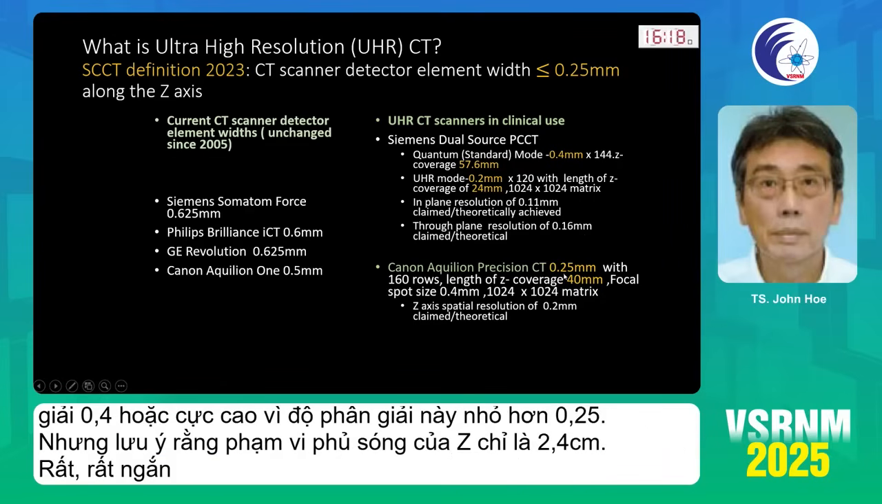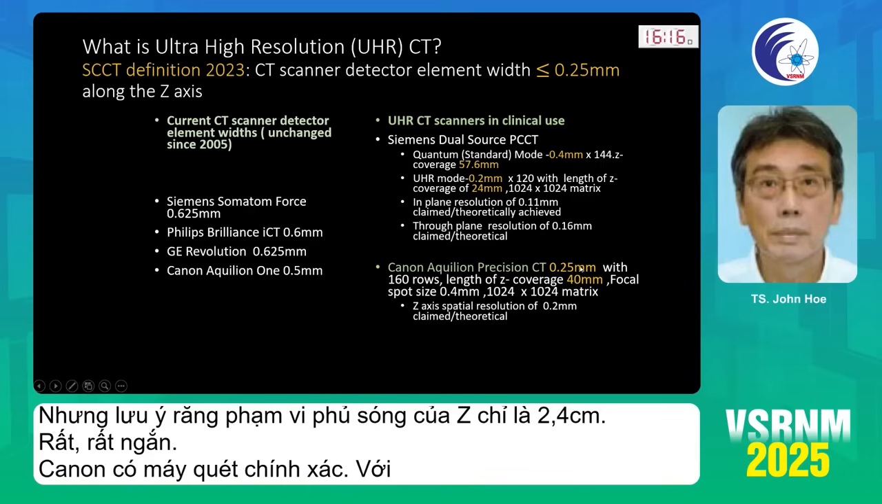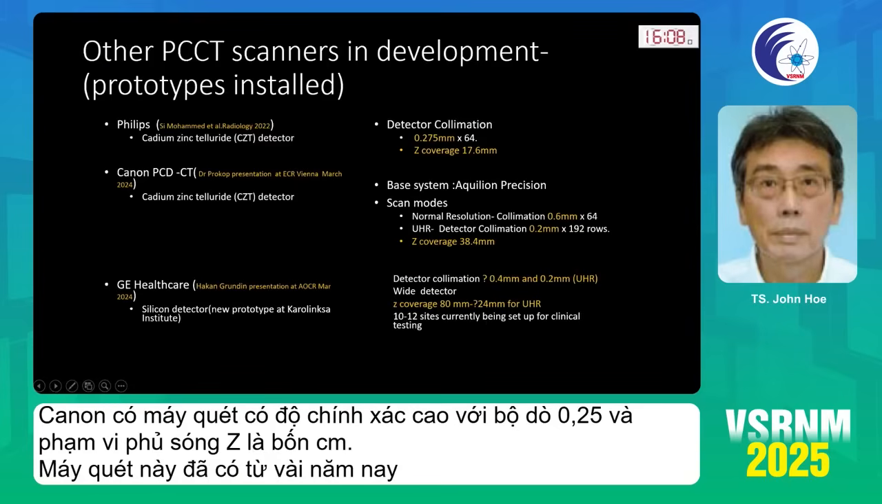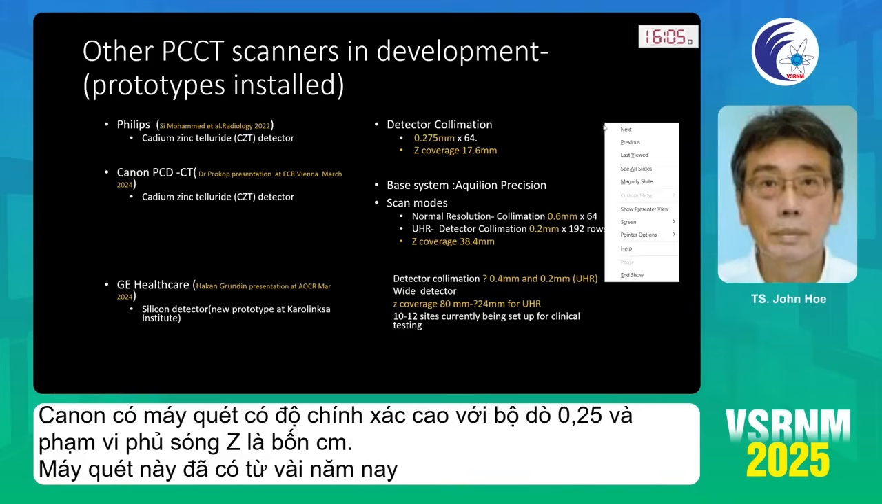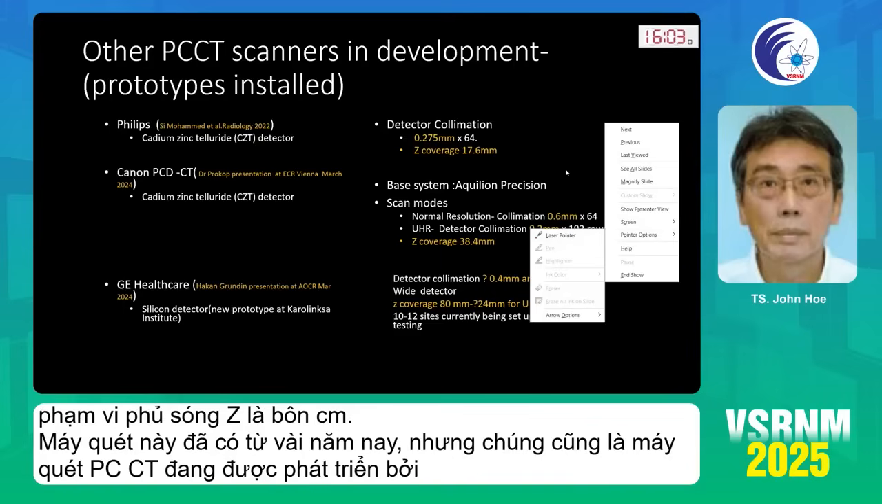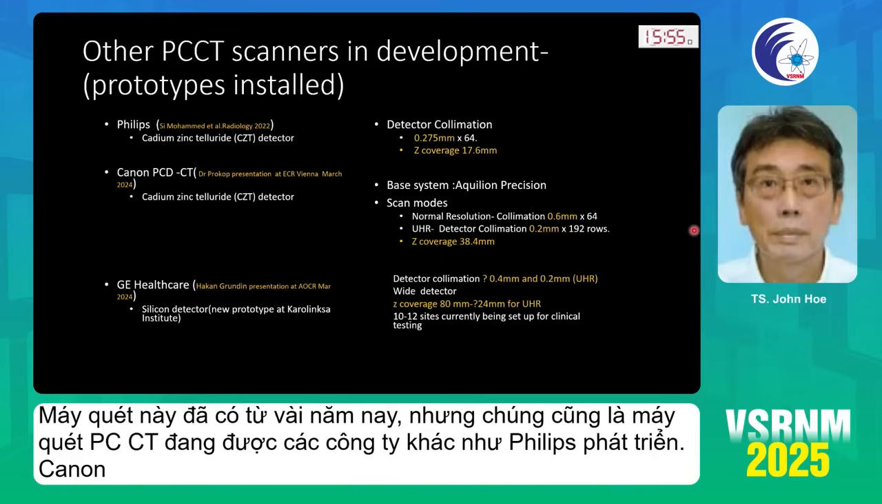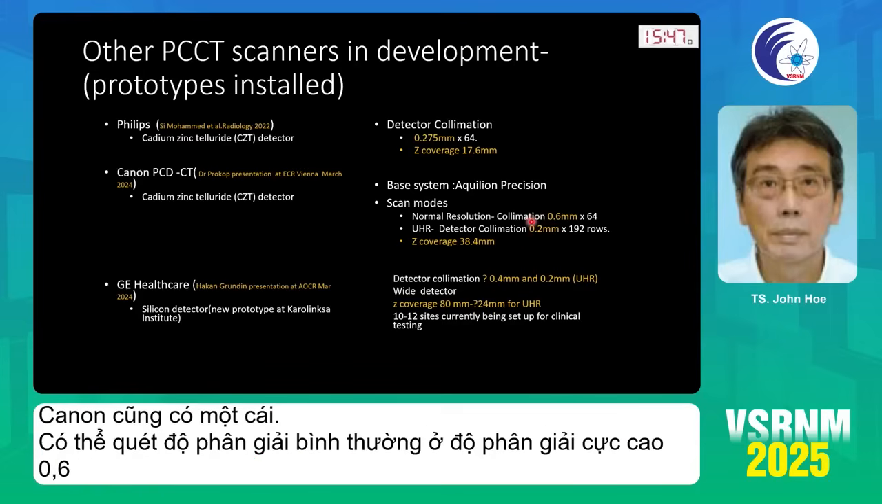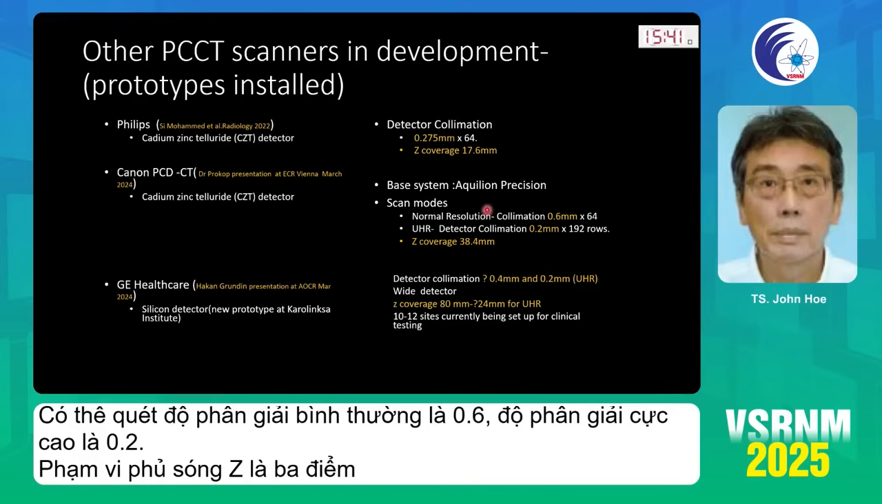Canon has a precision scanner with detector of 0.25 and the Z coverage is 4 centimeters. This scanner has been around for a few years, but there are also PC-CT scanners being developed by other companies such as Philips. Canon also has one which can scan normal resolution 0.6, ultra high resolution 0.2. The Z coverage is 3.8 centimeters, which is much wider.